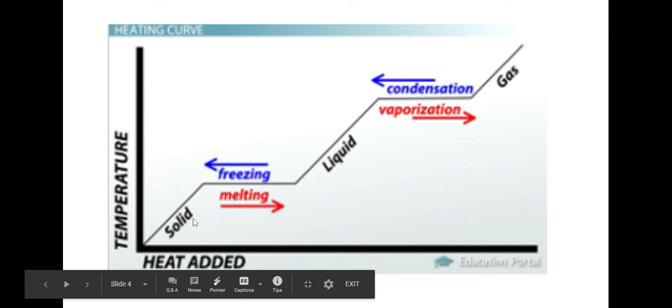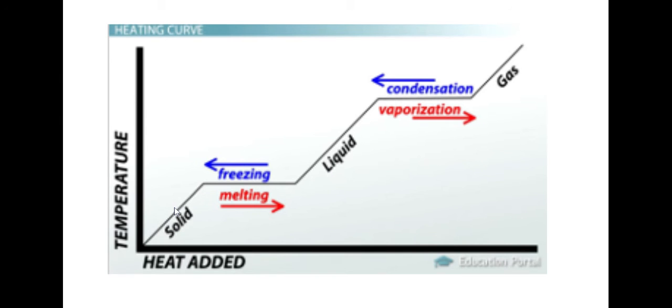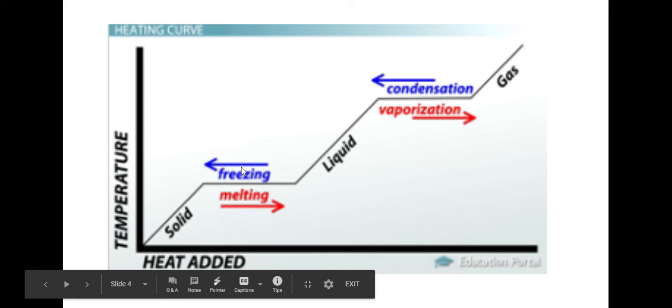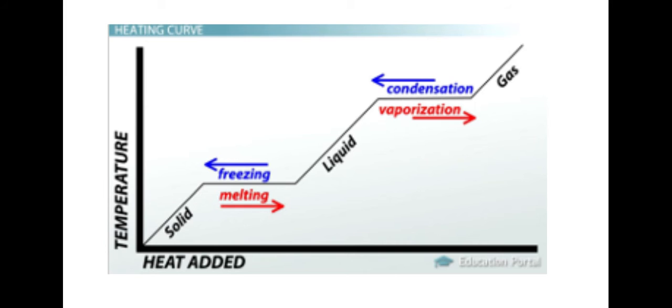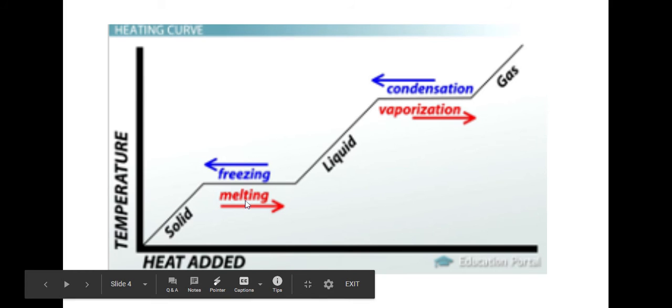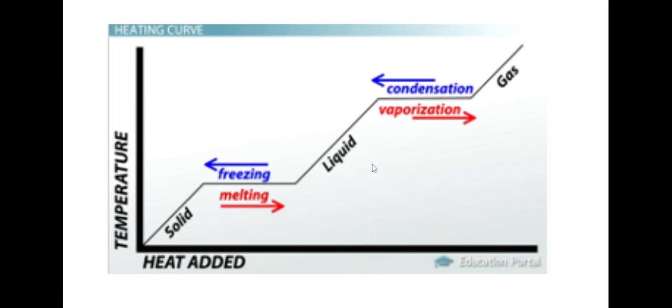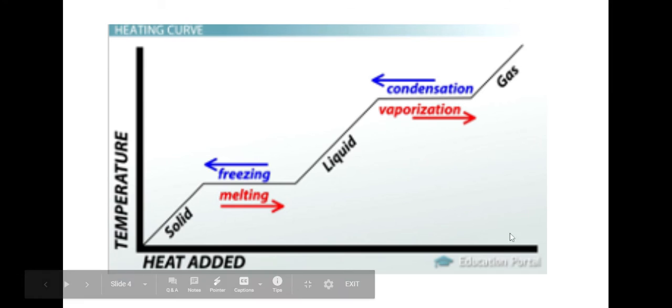Something else to remember is that melting is going from solid to liquid, but freezing is going from liquid to solid. So often we talk about the melting point versus the freezing point, but for any substance, the melting point and the freezing point should be the same temperature. And again, going from liquid to gas, that's vaporization. And then going from gas to liquid, that's condensation. This would be the heat of fusion. That's the amount of heat needed to change from solid to liquid. And this is the heat of vaporization, which is the amount of heat needed to go from liquid to gas.